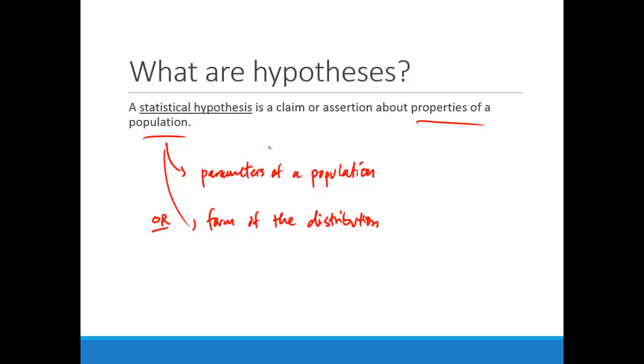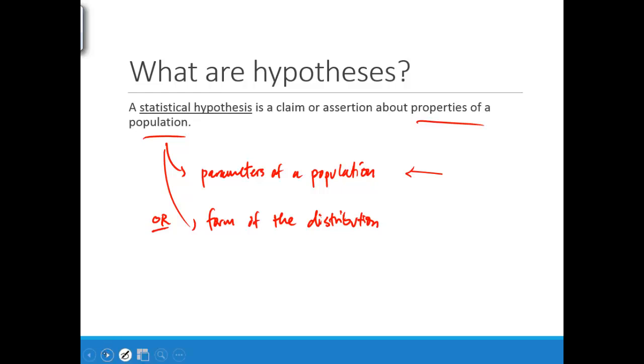When we're formulating hypotheses, again we're making a claim or assertion about something about the population, be that the parameters of that population or what distribution that population looks like. In this class we'll talk more about that first one, making claims about the parameters of a population, and the other ones we'll leave for your future statistics courses.